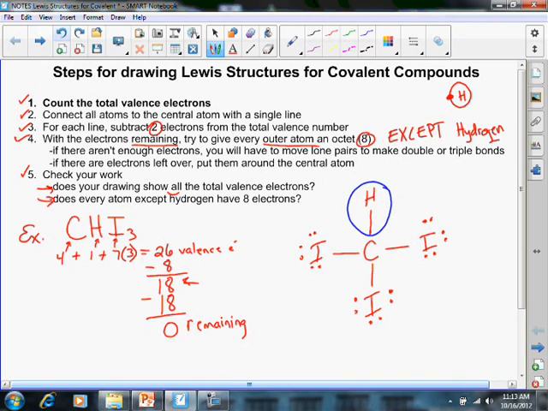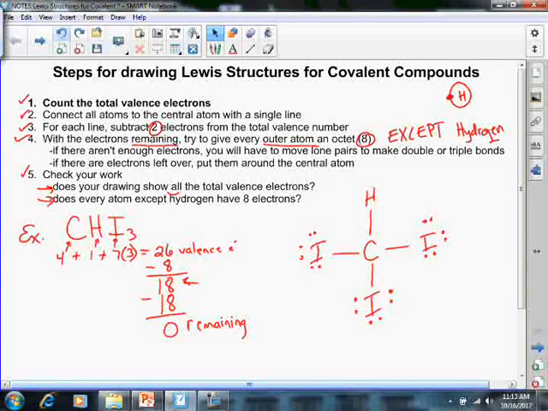Hydrogen can have 2 electrons, but no more. Hydrogen cannot have an octet, since it only has 1 energy level. It can only hold 2 electrons. So this is my final Lewis structure for CHI3.